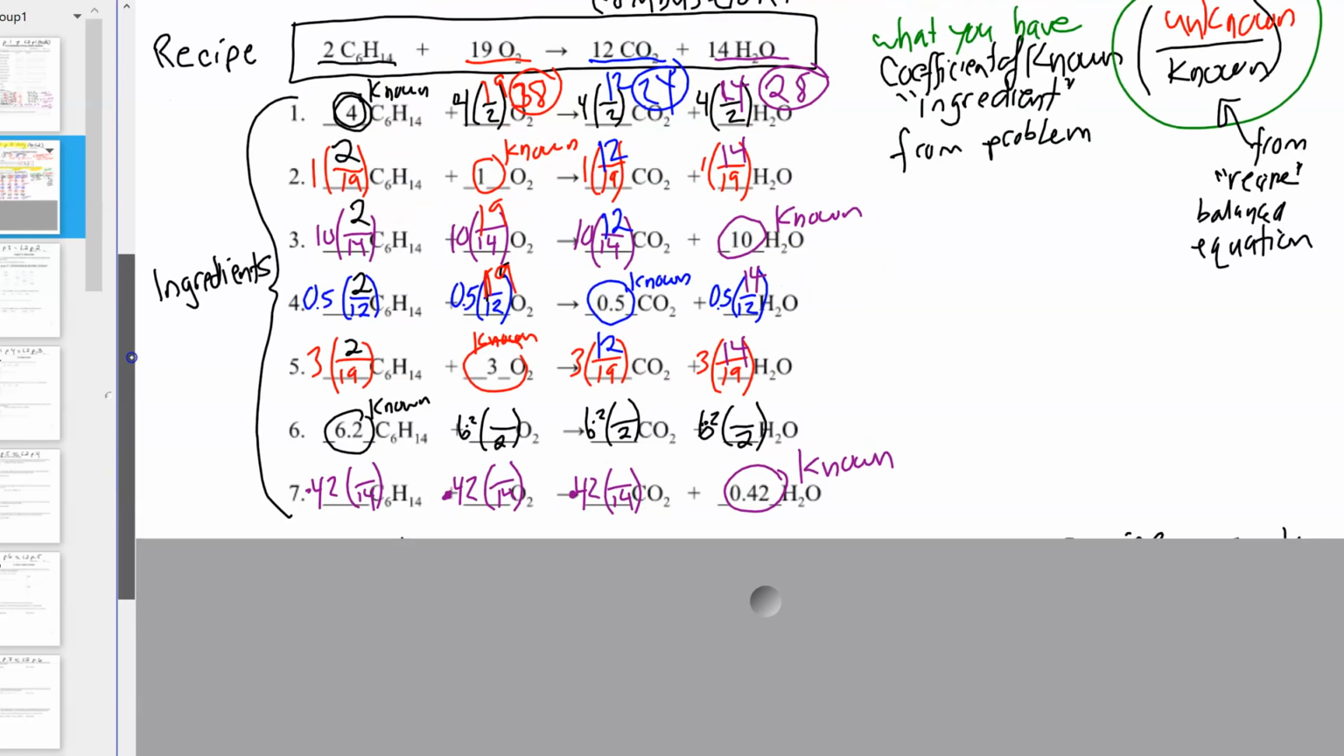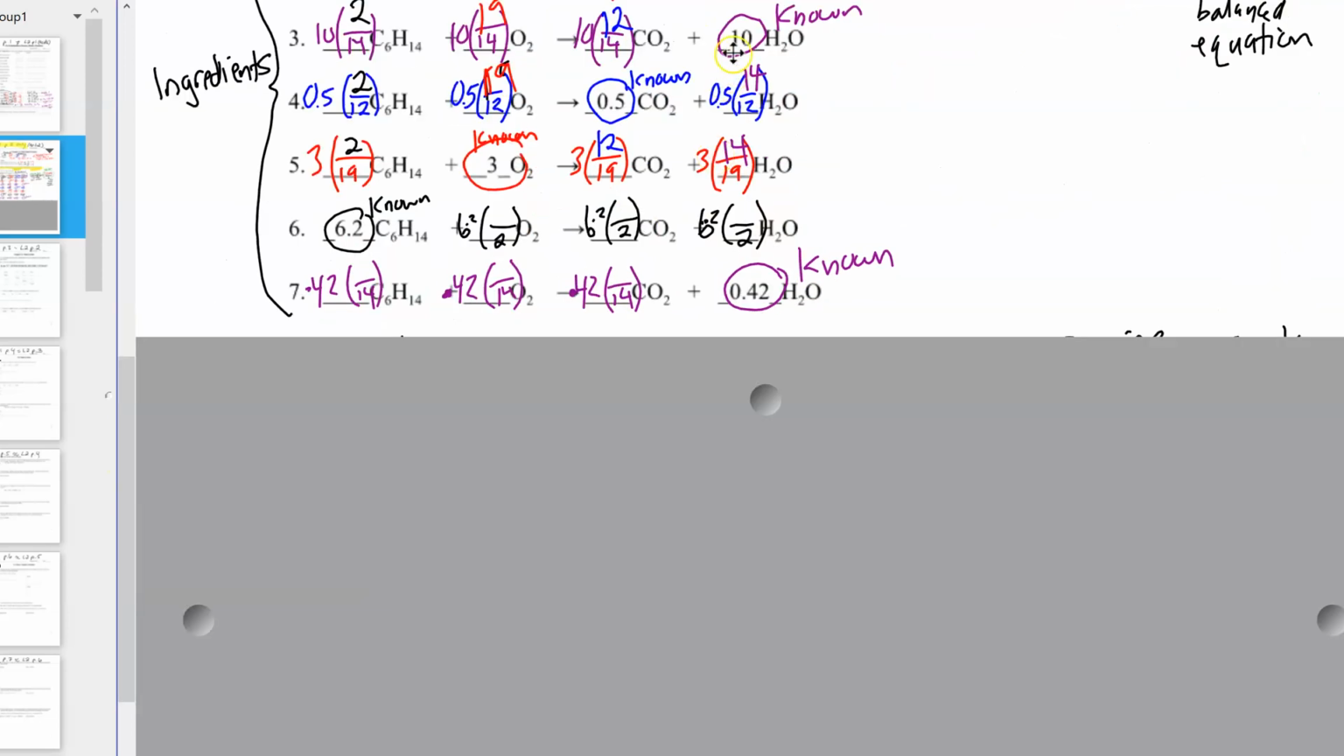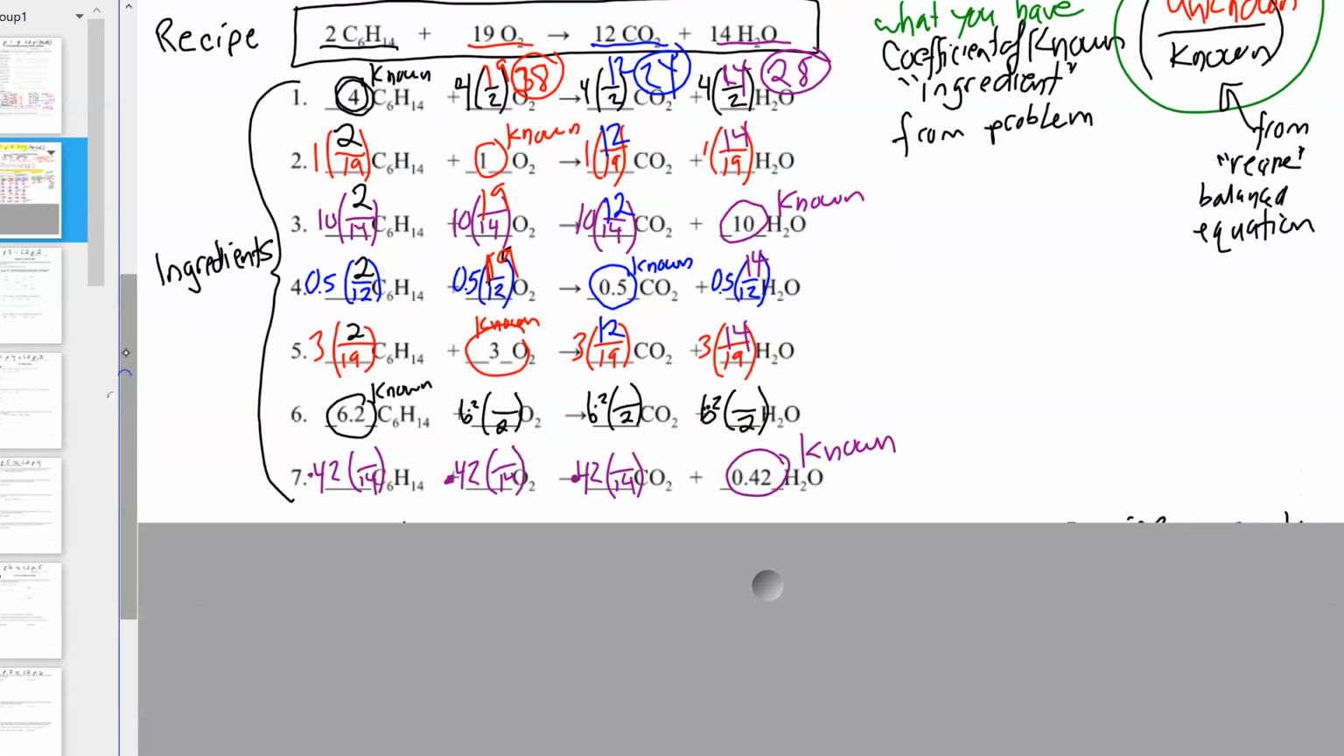Now if you can do that in your head and be like, oh, I need to have so many batches to get there, go for it. Otherwise, we need to really start using these mole ratios. So if my known is 0.42, go back up to your balanced chemical equation. My coefficient for the hydrocarbon is 2. So how much hydrocarbon do I need? I need 0.42 times 2 over 14.